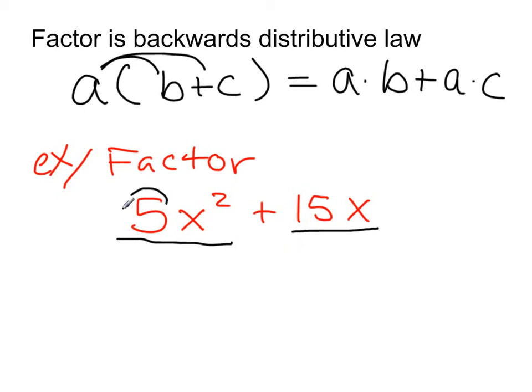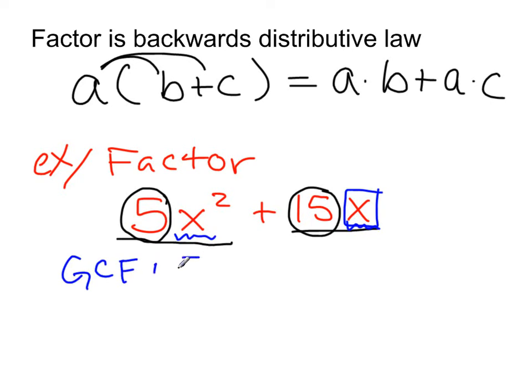Start with the constants. They're usually the easier ones to work with. Since 5 is the smallest one and he's already prime, can he go into 15? Yeah, he can go in there 3 times. So 5 is definitely something we have in common. And now let's look at the variables. We have x squared and just x. Smallest degree wins, so we have x. That means our GCF is 5x.